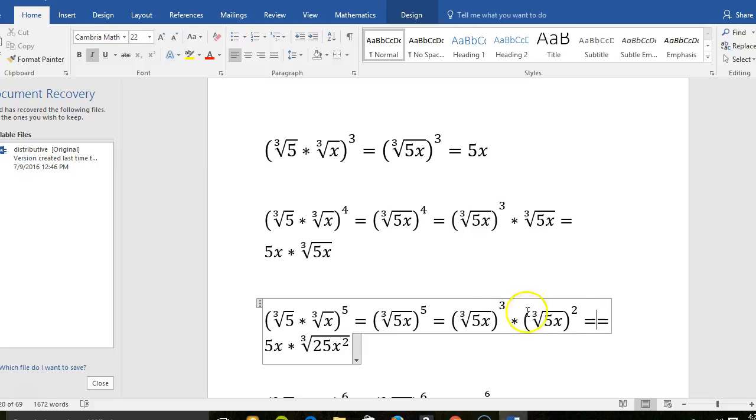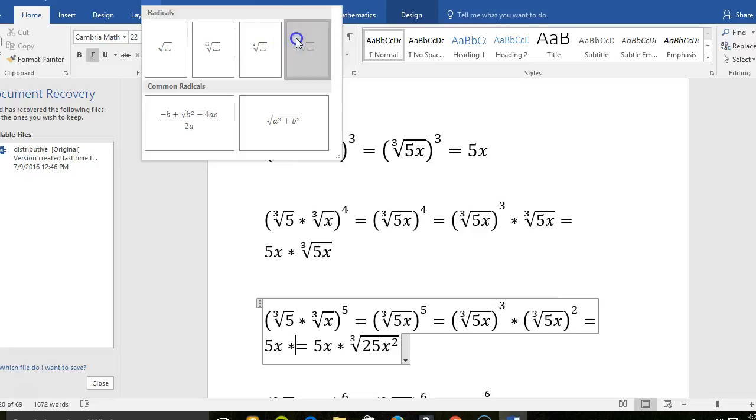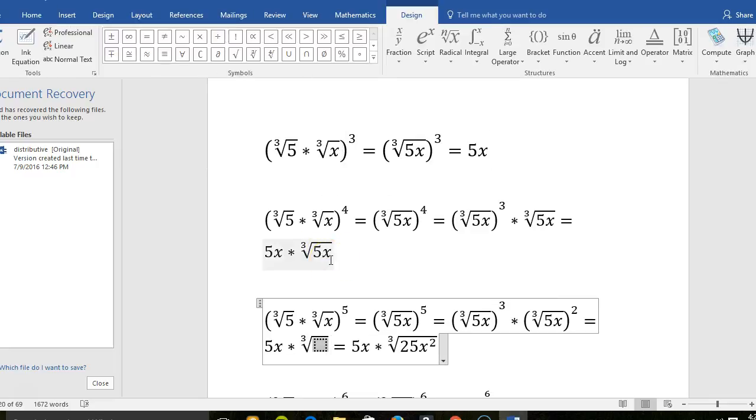So obviously the cube root of a cube is just the thing itself, 5x. So that was a non-issue. And then times, now here's what's going on. The cube root of 5x parentheses squared, that's the cube root of, and then you bring that 2 inside here and you square 5x.